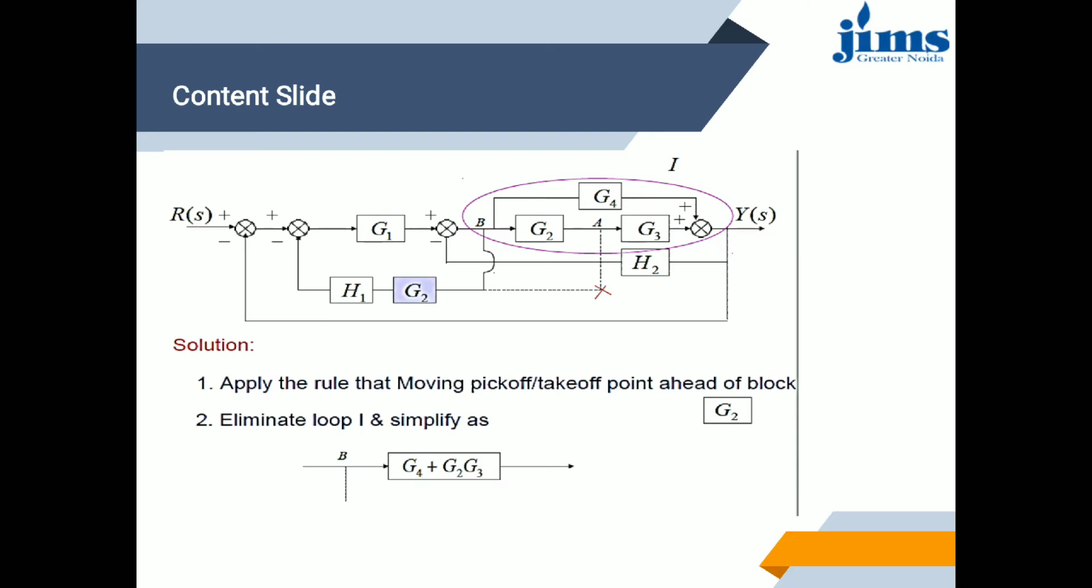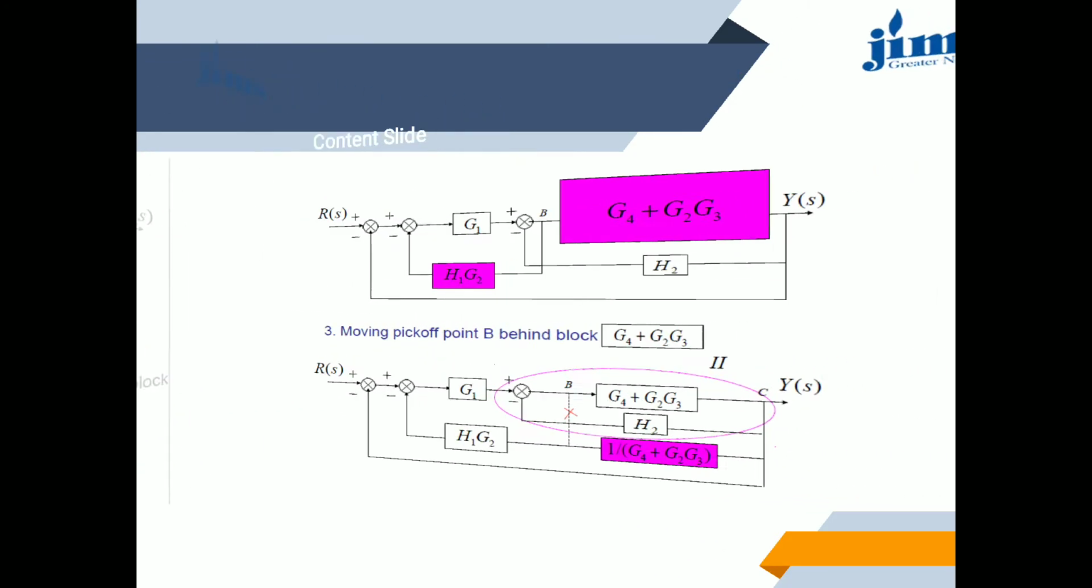Whenever we have a forward gain with a parallel gain, we apply rule number 1, that is, these two will get added. So what we'll have is G4 plus G2 into G3, by eliminating the loop. So this is our step number 1.